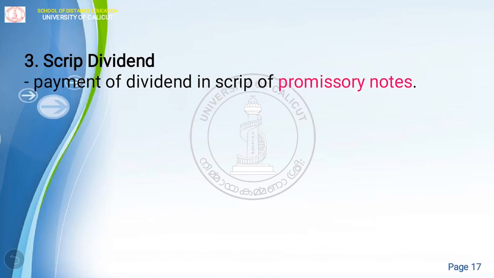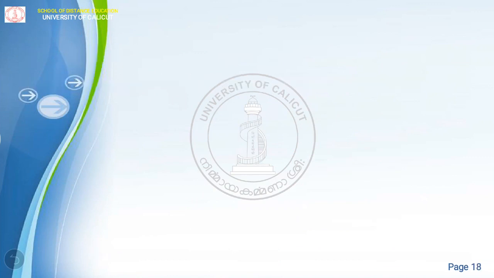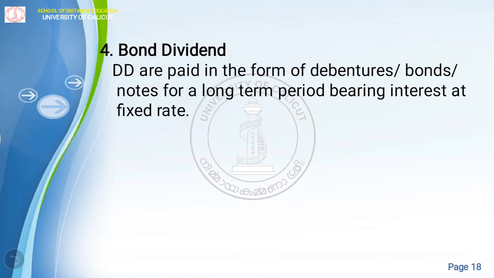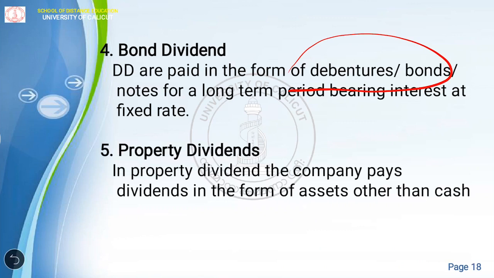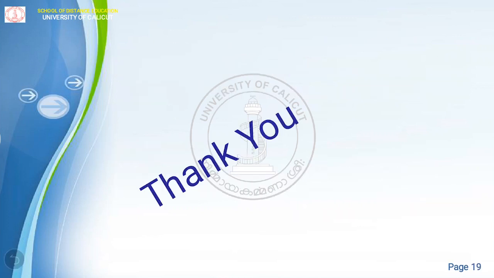Here the company issues the dividend in the form of a promissory note. And another mode is bond dividend. Bond dividend means dividend paid in the form of debentures or bonds. Then property dividend means, as the name indicates, the company pays dividend in the form of assets other than cash. So these are the major dividend forms or types of dividend.